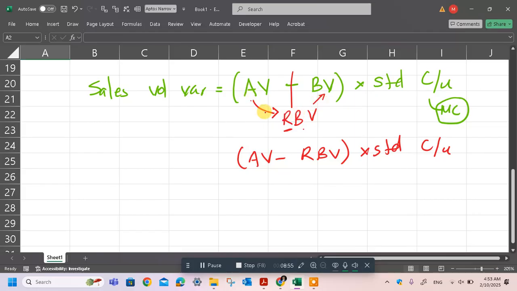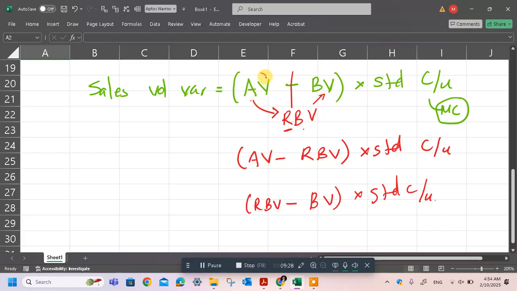Then take these 2. Take it in the order 1, 2, 3. So take 1 and 2 together, AV, RBV together. Then RBV and BV together. So next one is going to be RBV, revised budgeted volume, standard contribution per unit. See, once again, whenever the plan changes, whenever the market size changes, budgeted volume has to be revised. So you get revised budgeted volume. Where do you write it? In between these 2.